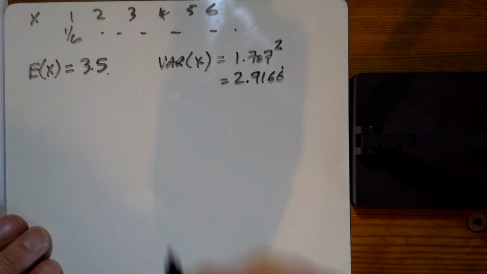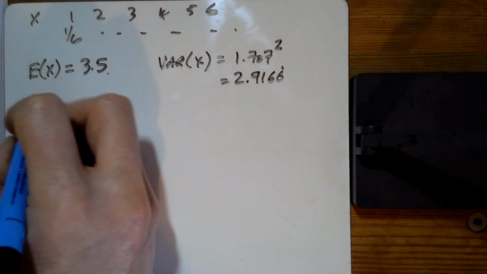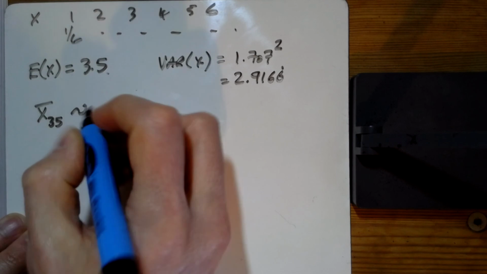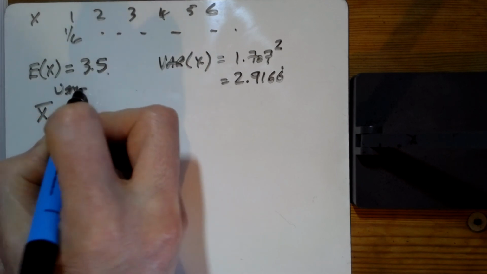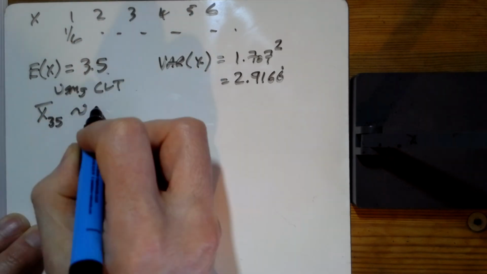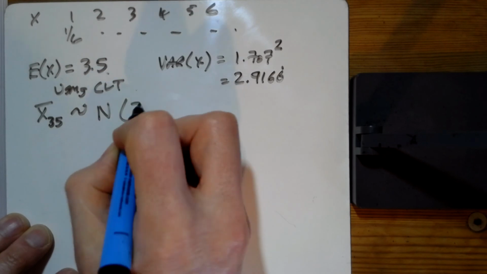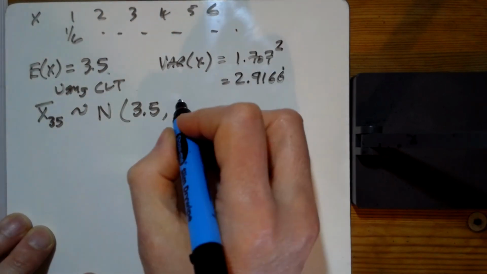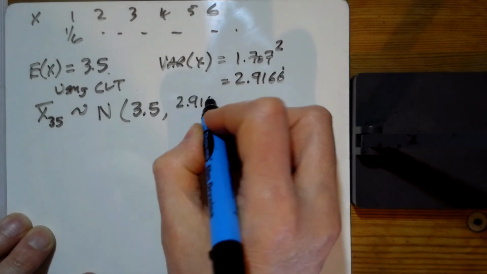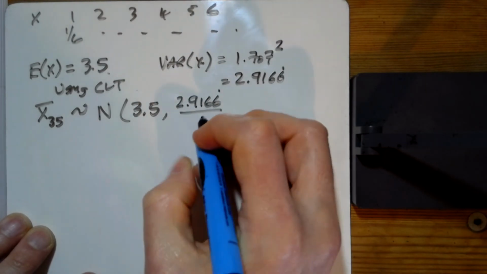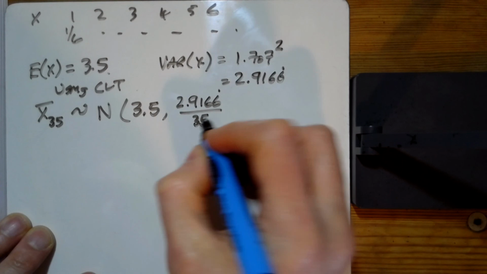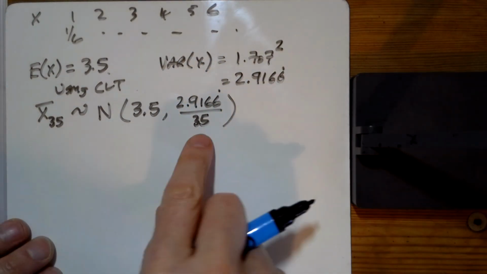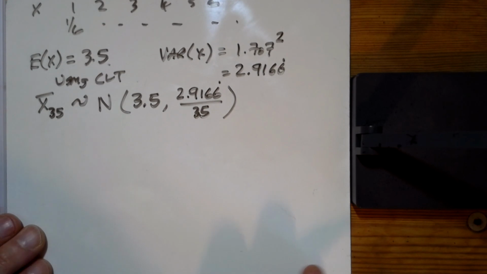But that's just one throw, and we're going to throw this 35 times. So if we let X bar be the mean of the 35 of them, then if we use the central limit theorem, then these will be normally distributed. The mean will still be 3.5, but the variance will now be 2.9166 recurring divided by 35, because we're rolling this 35 times.